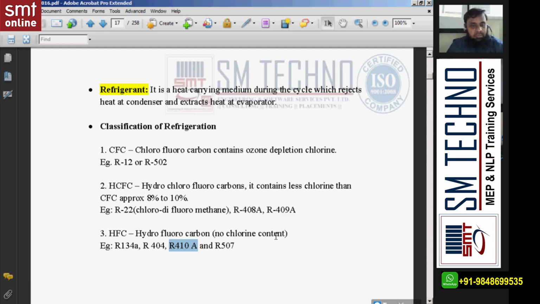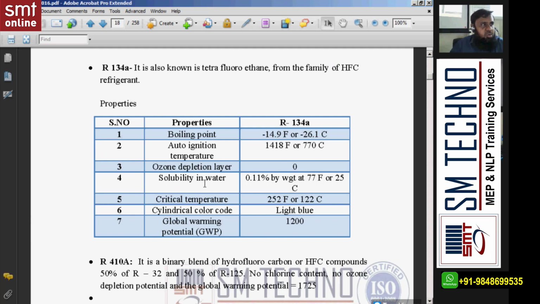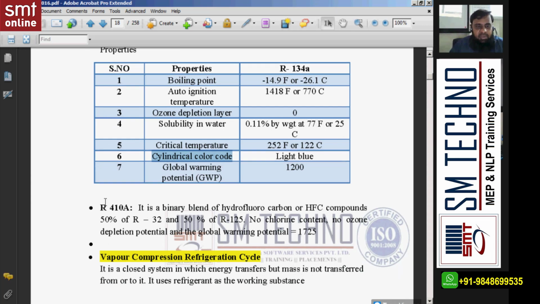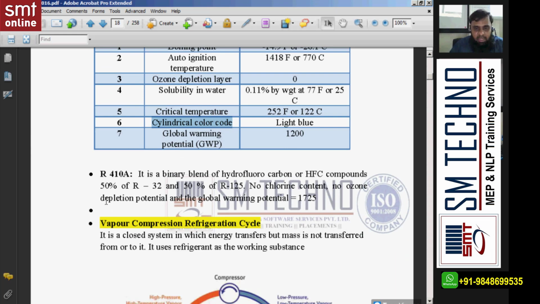Information is given on the next page. You can go through this from an interview point of view, like the name, tetrafluoroethane, and the properties are also given. And recently this question was asked in an interview: the cylinder color code for 134A is light blue. Similarly, information is given for 410A. You can go through this for the interview.